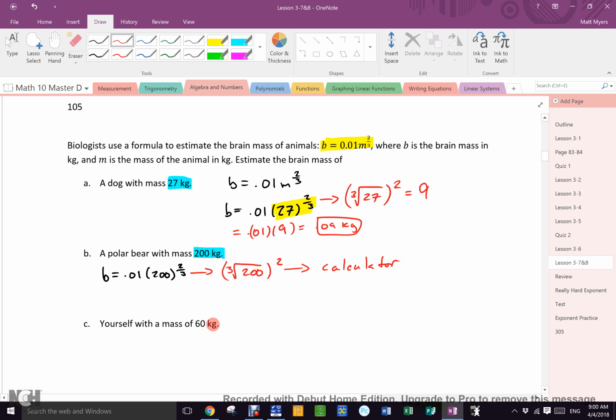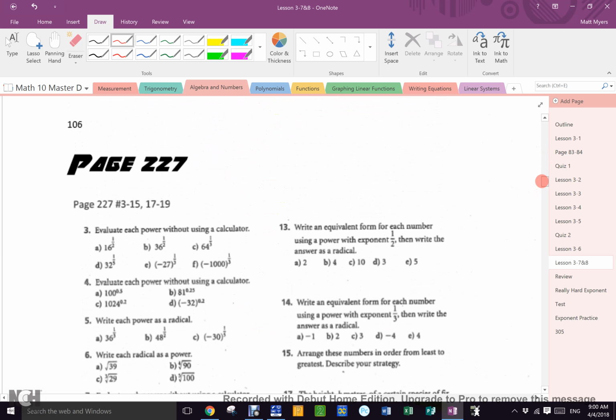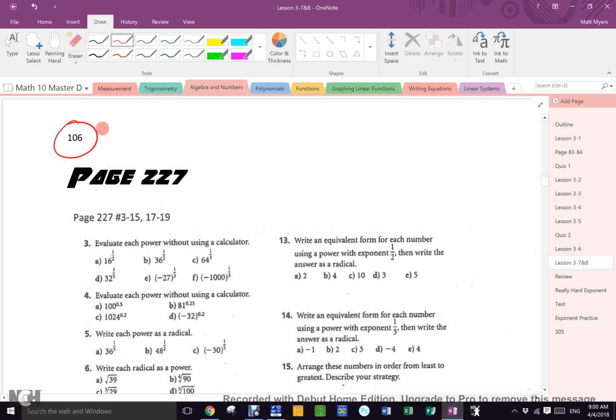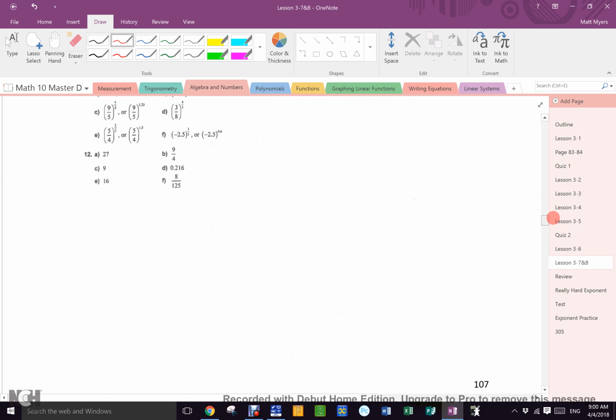What about 60? I know I'm going to need the cube root of 60 squared. Does 60 have a cube root? 3 cubed is 27, 4 cubed is 64. So does 60? No. So 60 is another calculator one, which I'm going to ask you to do. And then this page is your homework, but I'm about to give you your quiz. The answers are on the next page.